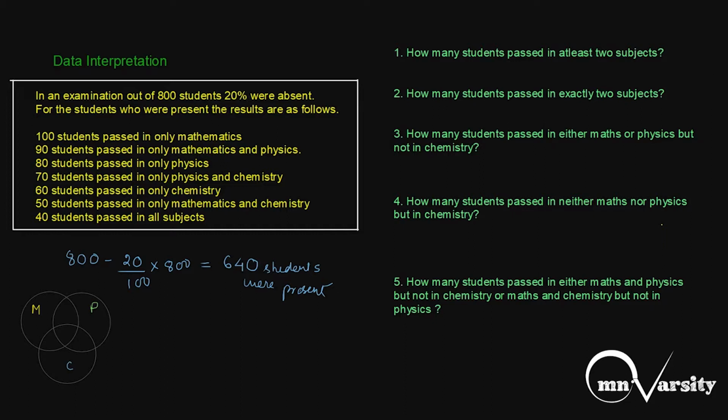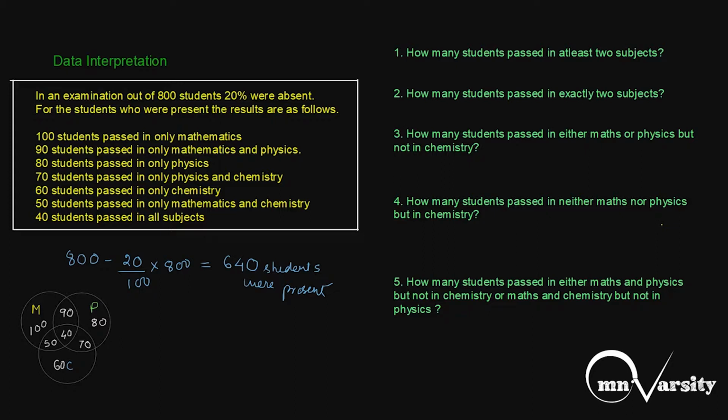From the given data, we can say that 100 students passed in only mathematics, 90 students passed in both mathematics and physics, 80 students passed in only physics, 60 students passed in only chemistry, 70 students passed in both chemistry and physics, 50 students passed in both maths and chemistry, and the rest, 40 students, passed in all subjects. Since we have the diagram now, we can easily solve the questions.